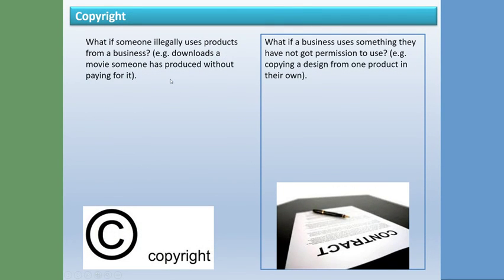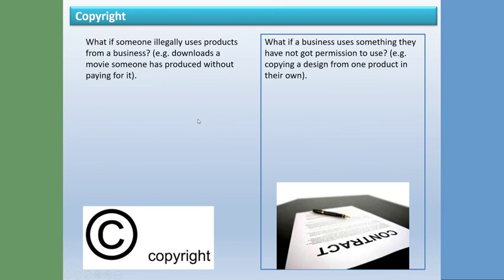And then copyright. If someone illegally uses products from a business, where they download a movie, for example, or a computer game online that they haven't paid for, it's not your property. You need to pay for it. So if you do that, you are infringing on copyright. And also, if you get a piece of software, copy its design and make your own version of it that has very, very similar features, if not the same features, you are breaking copyright.